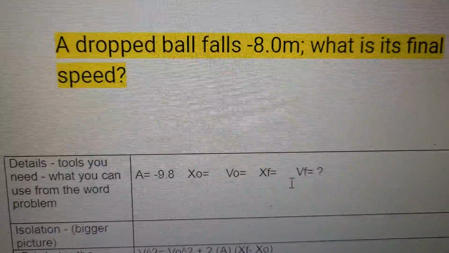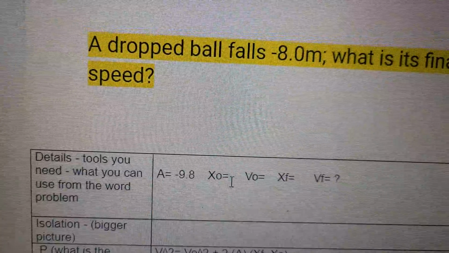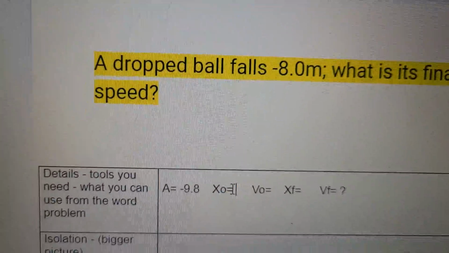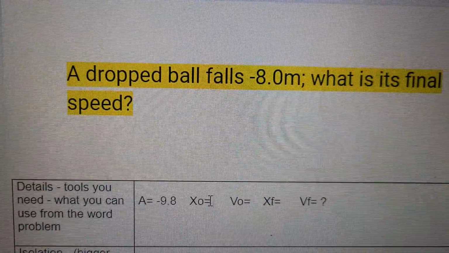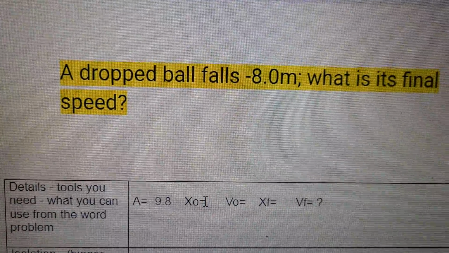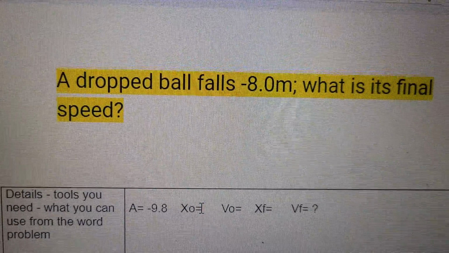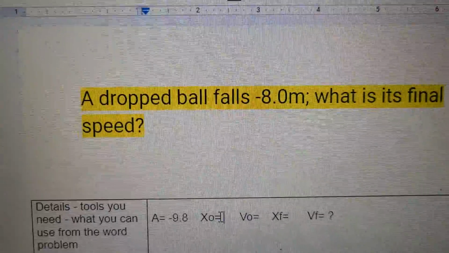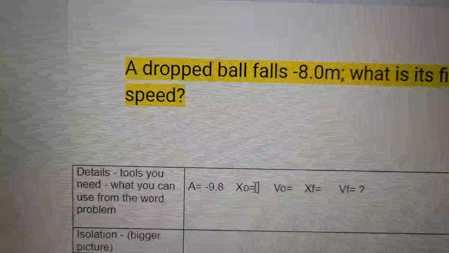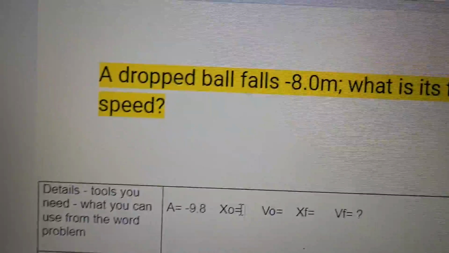XO is 0. How do you come to the conclusion that the starting position is going to be 0? Because it doesn't say it. So? I don't know. Okay. But it's good that you know that. Let's go deeper than that. I want you to go deeper than it doesn't say it. Use some critical thinking words.